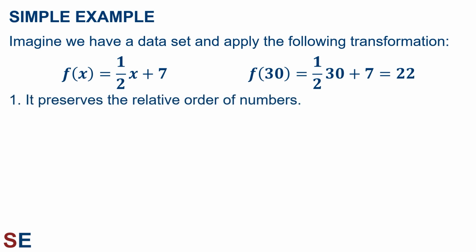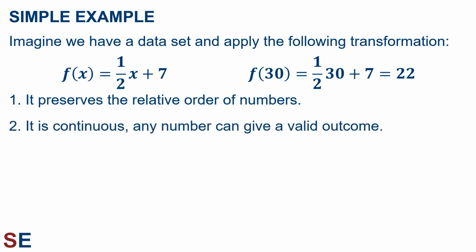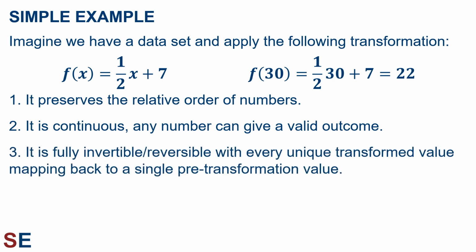First, this equation preserves the order of the numbers. Smaller original values will always result in smaller transformed values compared to larger ones. Second, this equation is continuous. Any number can give a valid outcome. There isn't a value that won't give a result if we apply this equation to it. Third, this equation is fully invertible or reversible, with every unique transformed value mapping back into a single pre-transformation value.